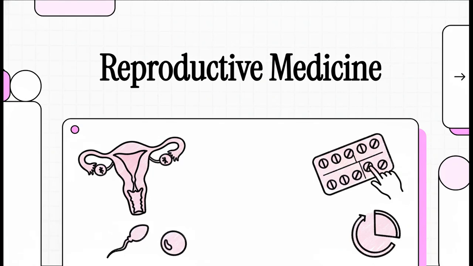All right, welcome to The Explainer. Today, we're going to break down the really complex and honestly fascinating world of reproductive medicine. We're talking about the whole spectrum, right? From the challenges of infertility all the way to the science behind contraception.